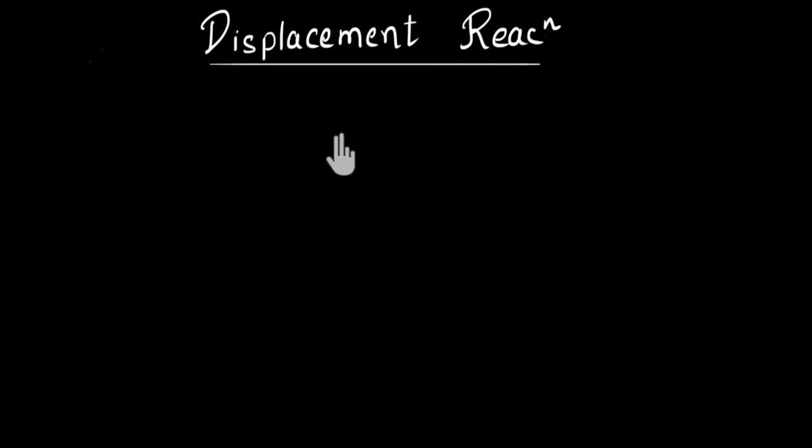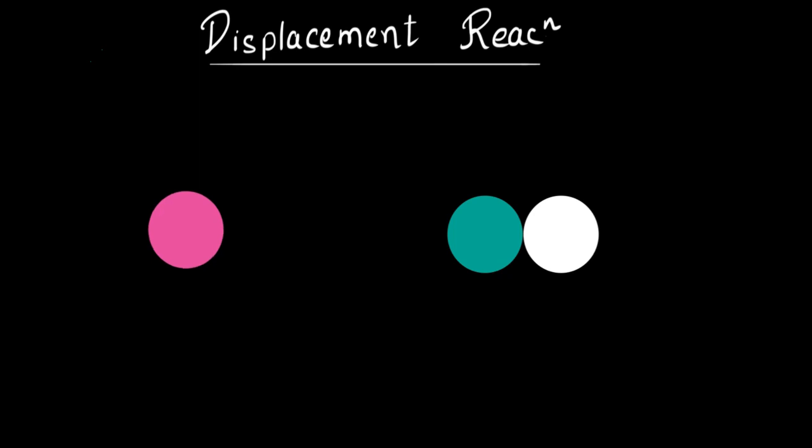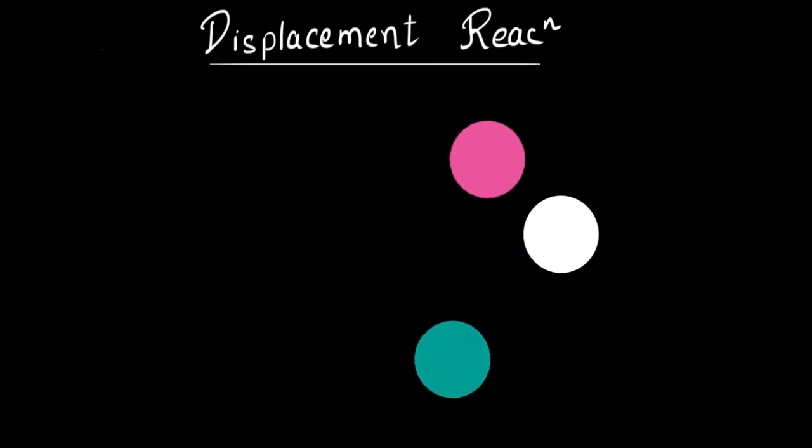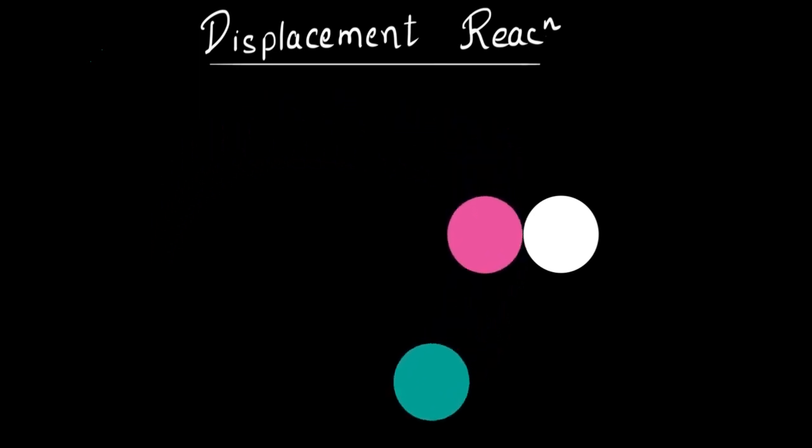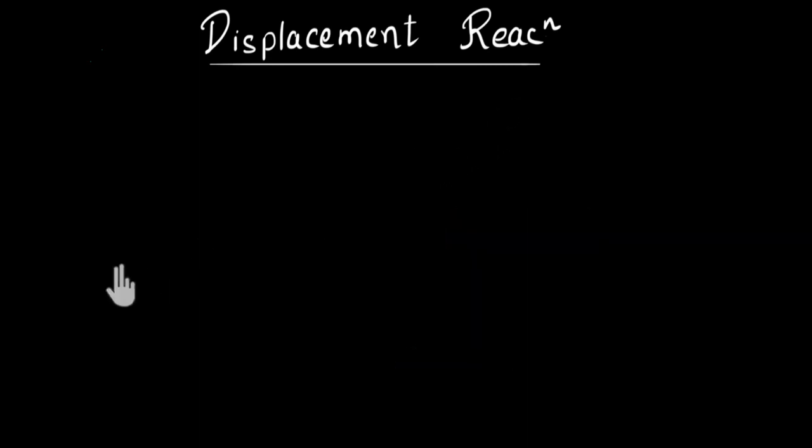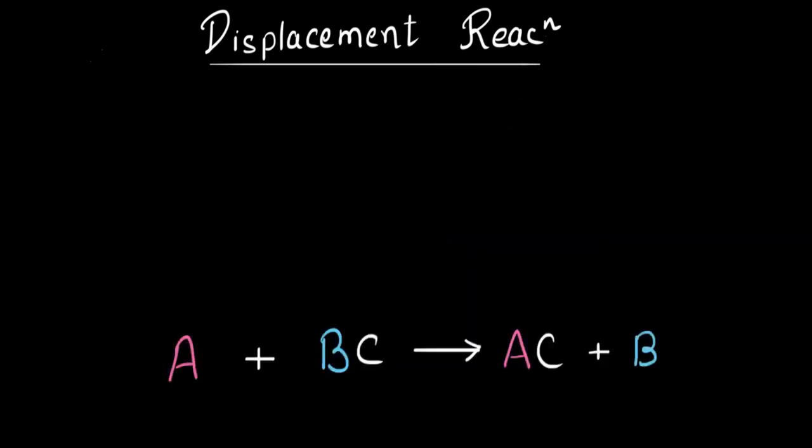In this video, we are going to talk about displacement reaction. In these kind of reactions, a more reactive element displaces a less reactive one from its compound. And the general equation of these reactions looks something like this. Here A is a more reactive element and B is a less reactive element forming a compound with C, BC. Now A will displace B, it will kick out B and form a compound with C, AC. And finally we'll get B separated out.